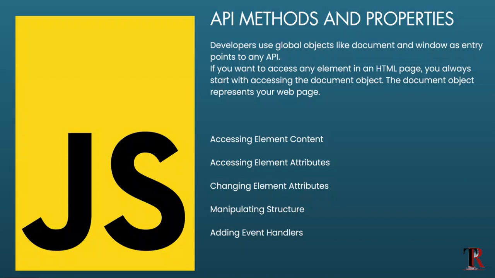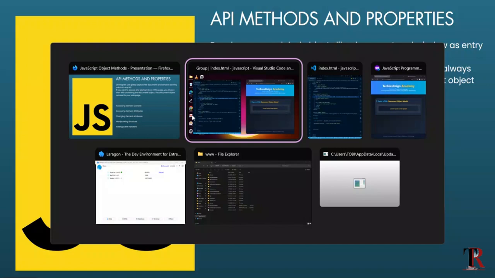If you want to access any element in an HTML page, you always start with accessing the document object. Because why? Because the document object represents your web page. So to manipulate an HTML element, you first need to select that element.